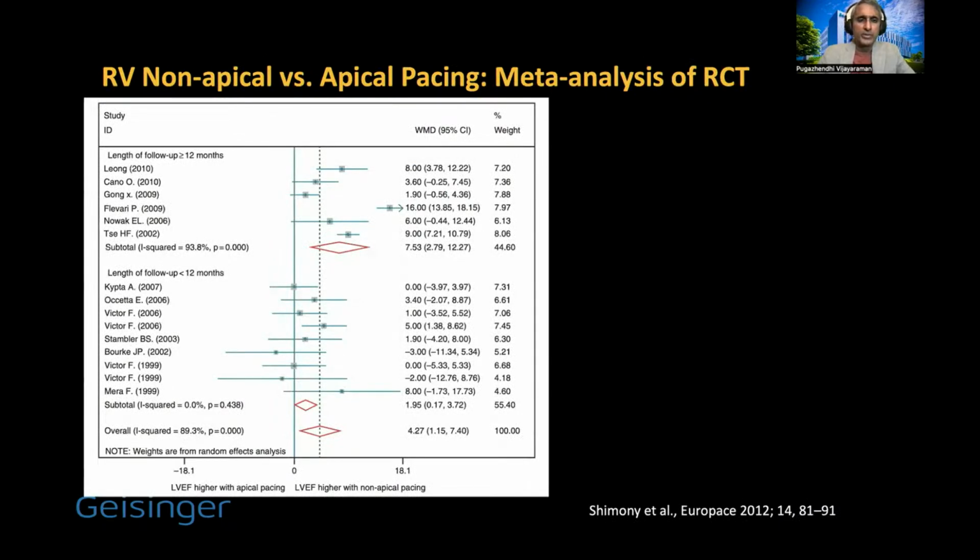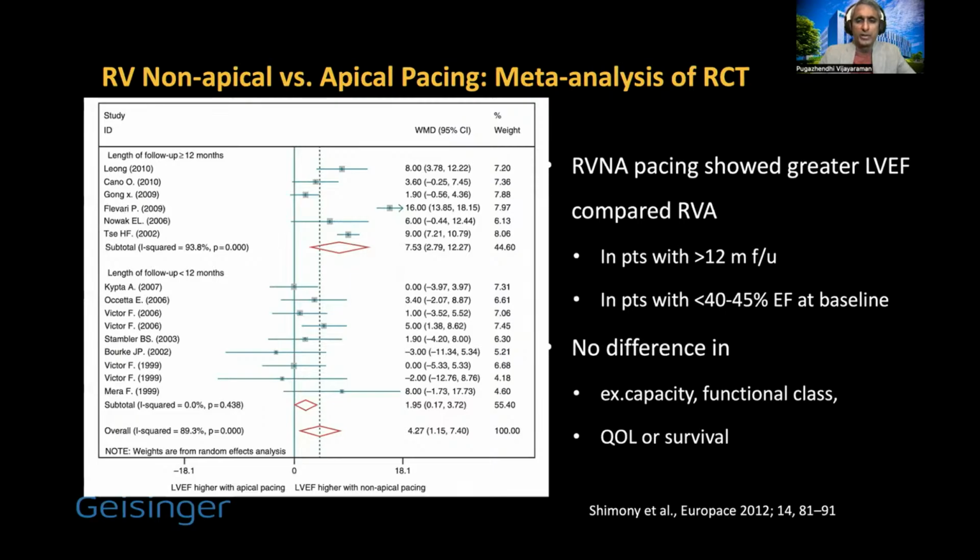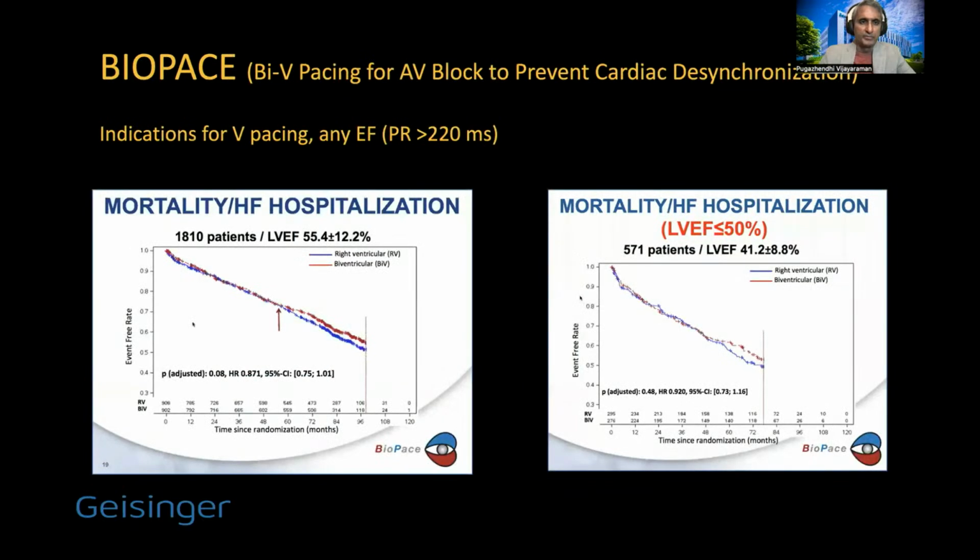Various attempts to use non-apical pacing, either outflow tract or RV septum, over the years have resulted in mixed findings, and in some patients, non-apical pacing may be associated with better outcomes. However, there have been no marked differences in survival or quality of life over the years on a meta-analysis.